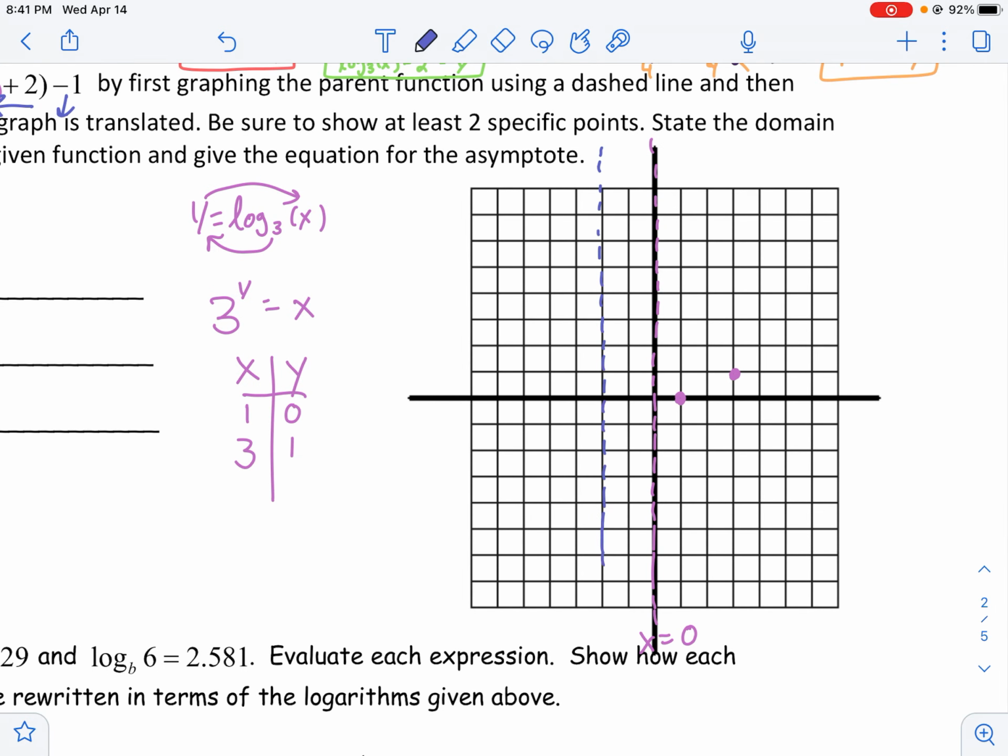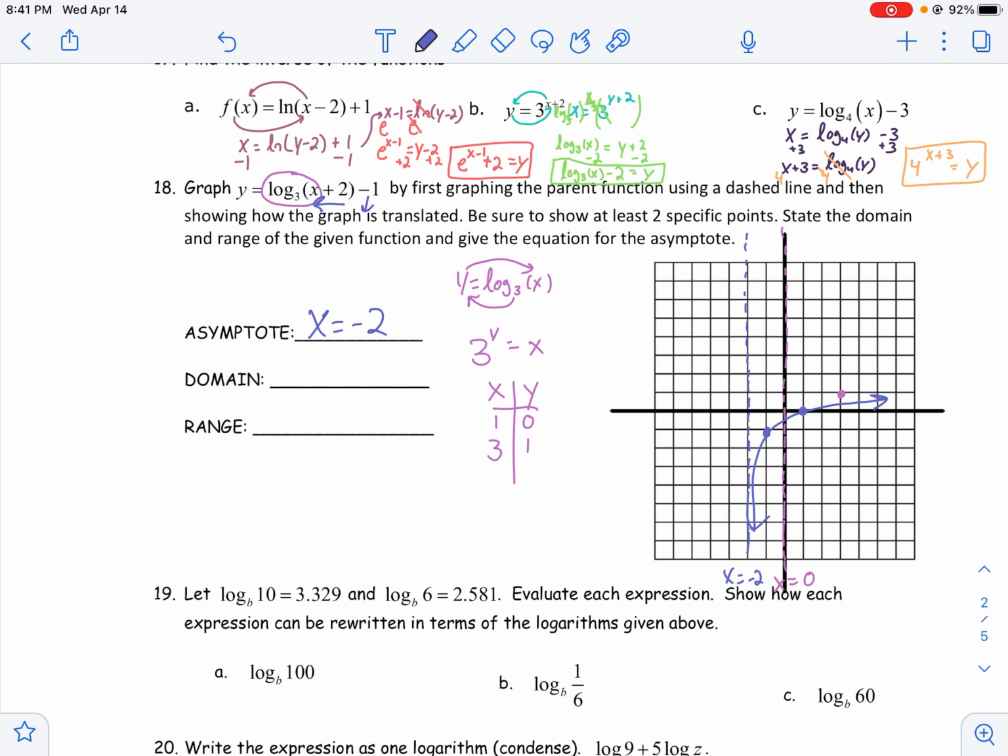Boom. Our asymptote we decided was x equals negative 2 because of the shift to the left 2. The domain in this case goes from negative 2, but not including, all the way to positive infinity. And then the range is all real numbers. Remember, the log is the inverse of the exponent or exponential function, so their domain and range is going to flip.